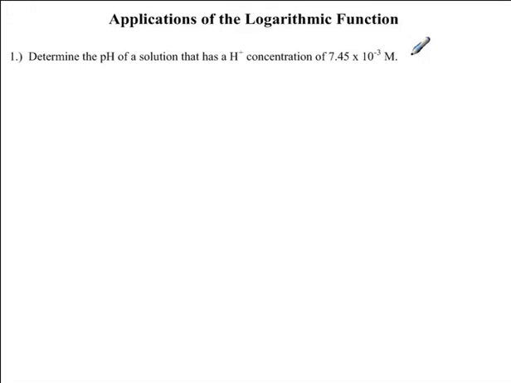Since this question asks us to determine the pH, we're going to have to use our equation for pH, which is that the pH is equal to the negative logarithmic function of the concentration of the hydronium ion. This H with the plus sign is the hydronium ion, and these square brackets indicate that we're looking at the concentration of this ion.